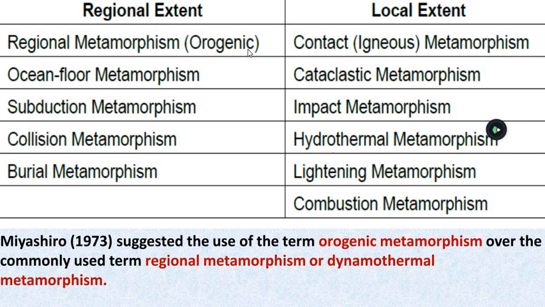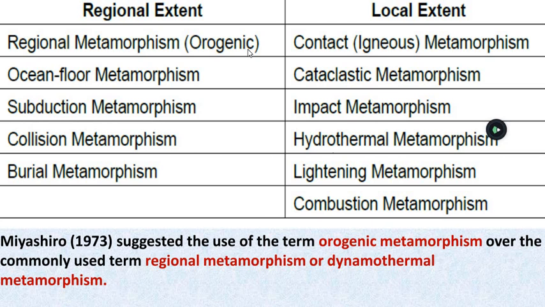Suppose due to a meteorite effect, it is local, right? In a certain area you will find the meteorite effect. Am I right or wrong? So due to meteoric impact, there will be impact metamorphism. Am I right? So this is the basic difference between regional and local metamorphism.